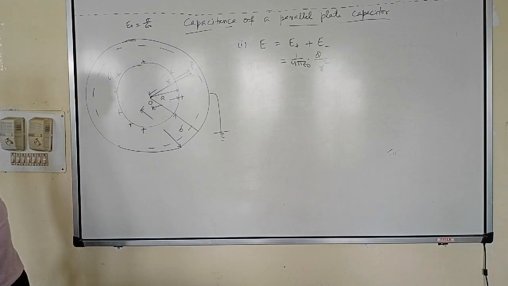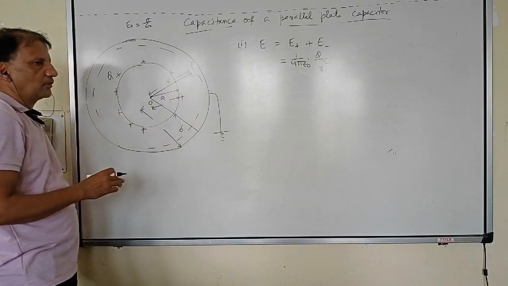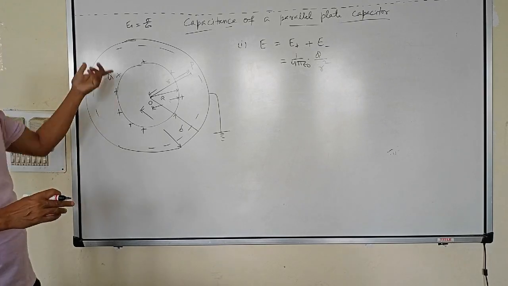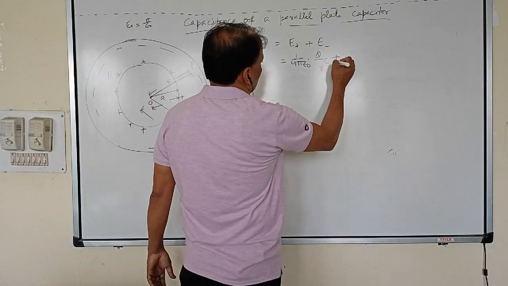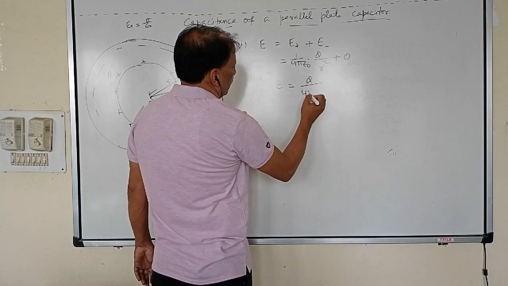Due to the negative charge, the electric field will be 0, because inside a conductor the electric field is always 0. So the electric field becomes Q upon 4 pi epsilon naught R square.